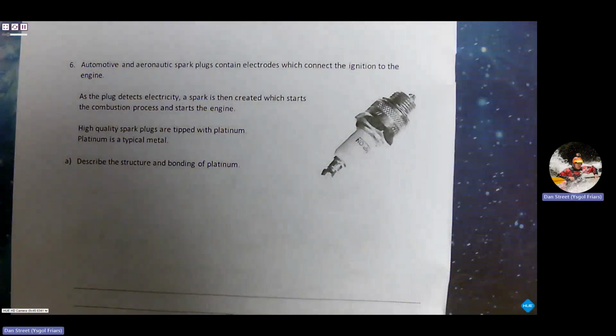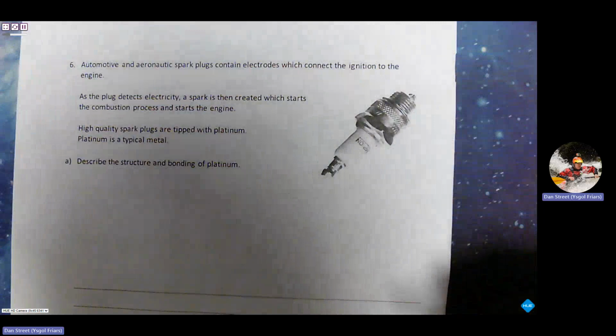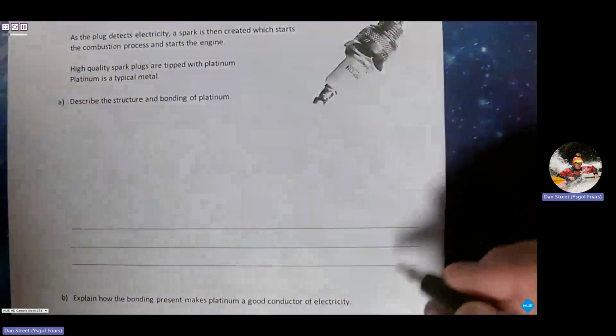As the plug detects electricity, a spark is then created, which starts the combustion process and starts the engine. High quality spark plugs are tipped with platinum. Platinum is a typical metal. Describe the structure and bonding in platinum. So this can be done with a diagram.